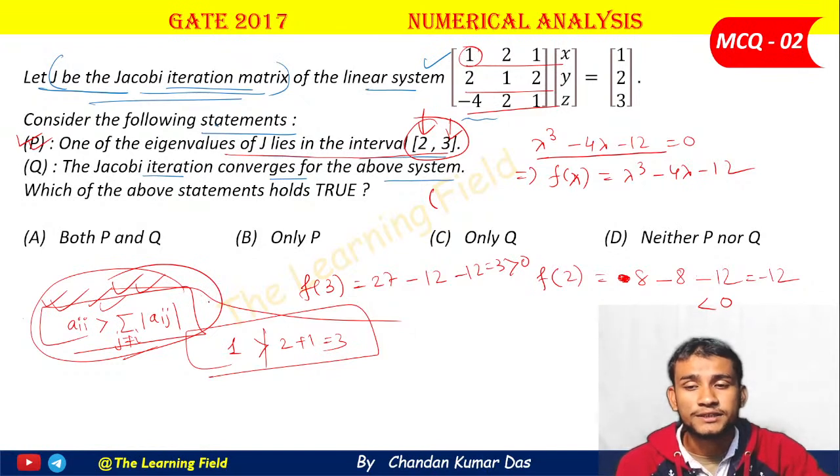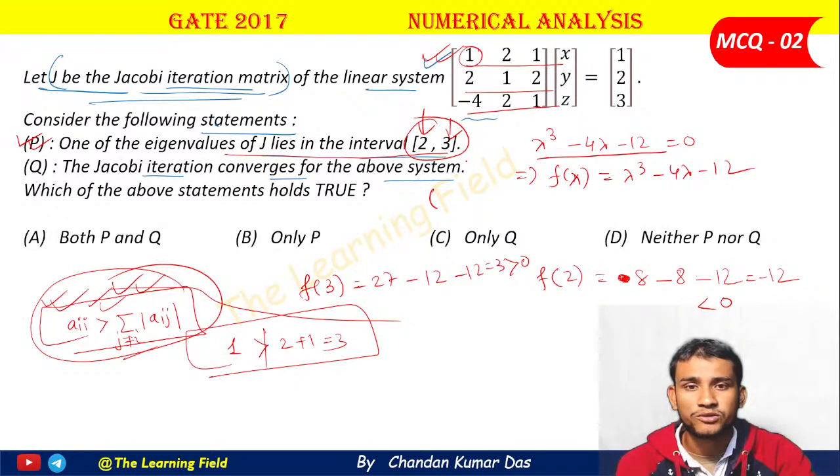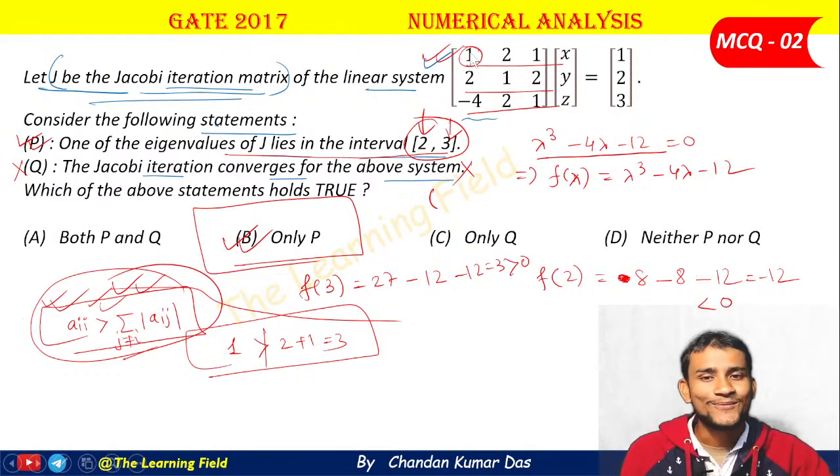a_ii is greater than the summation of mod of a_ij. From the given coefficient matrix A, the Jacobi iteration does not converge for the above scheme. That means Q is false, so the correct option is B. Only P is the true option. So this is the content for this video.